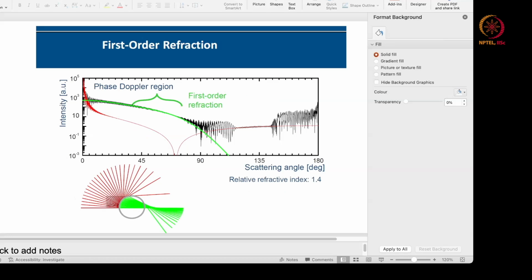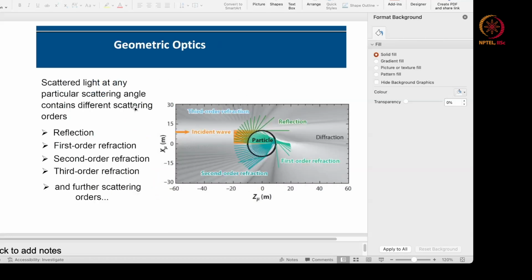Got it? Okay. Now, if you look at it from a geometric optics perspective, the scattered light at any particular scattering angle contains different scattering orders. We already know from geometric optics that scattering is composed of everything: reflection, refraction, all orders of refraction, etc.